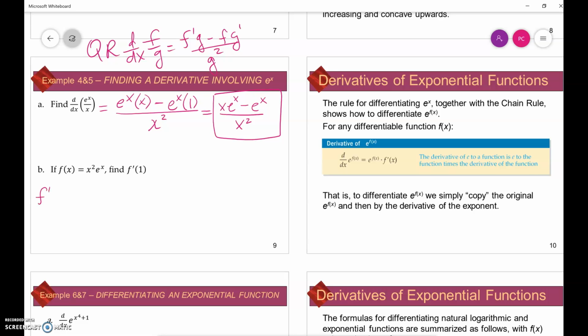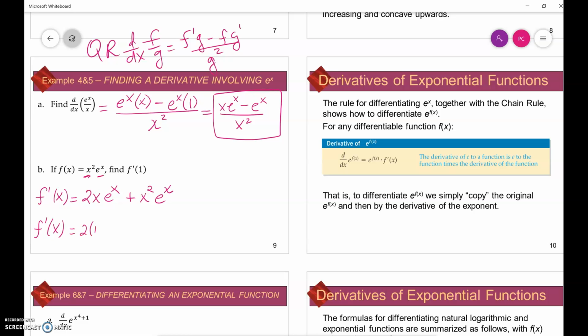So if I find f prime of x, this is a product rule, not a quotient rule. I've got the derivative of the first, which is 2x, times the second, e to the x, plus the first times the derivative of the second, which is e to the x. We can't simplify this any, so we're good. There's our derivative. Now to find f prime of 1, we're going to plug in 1.